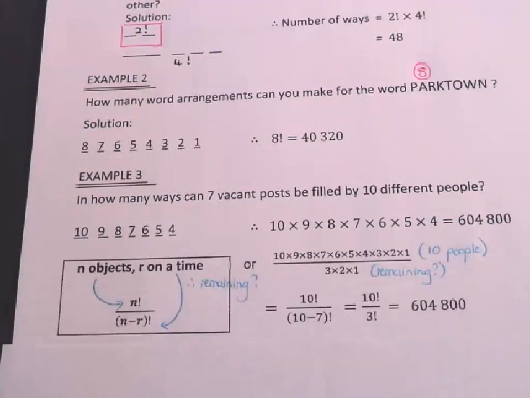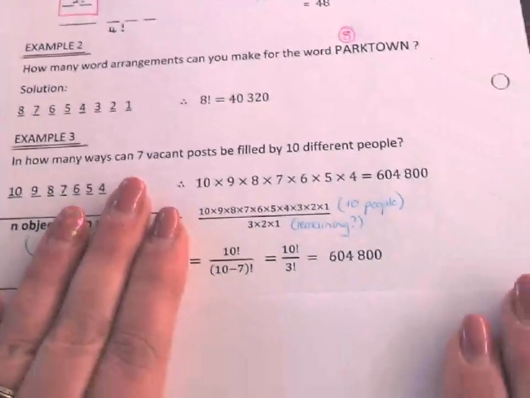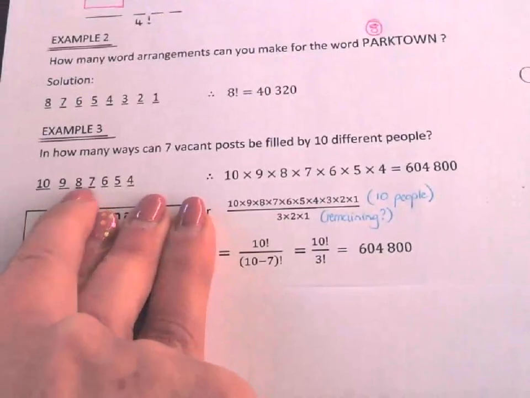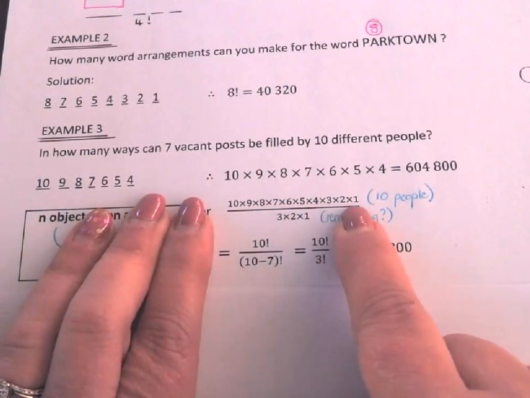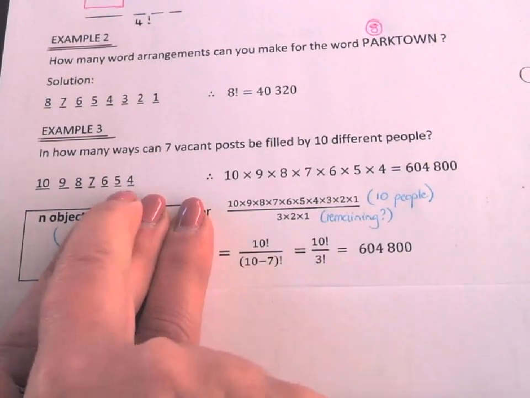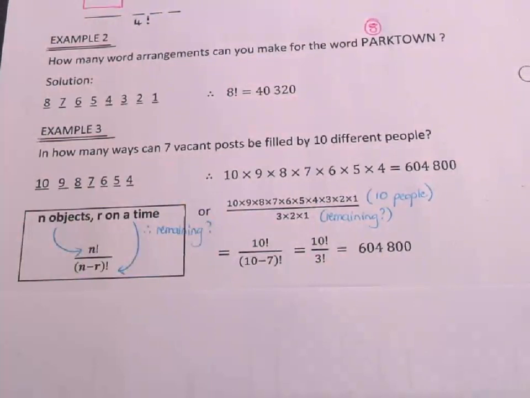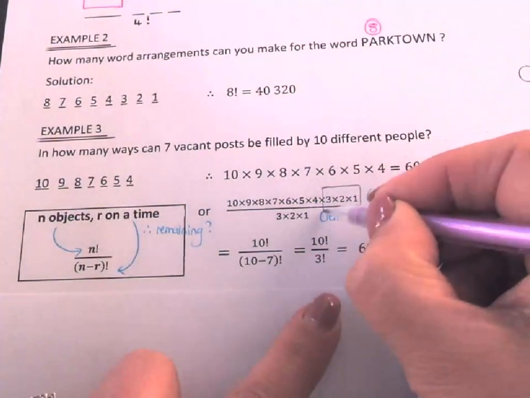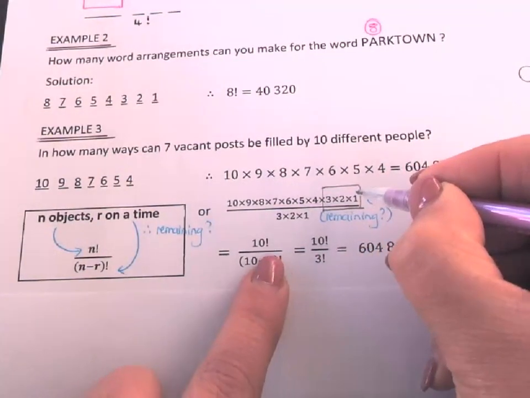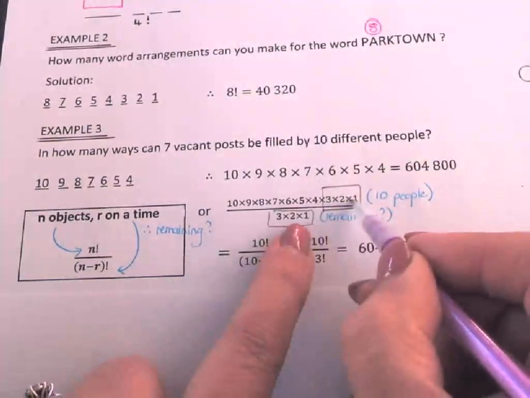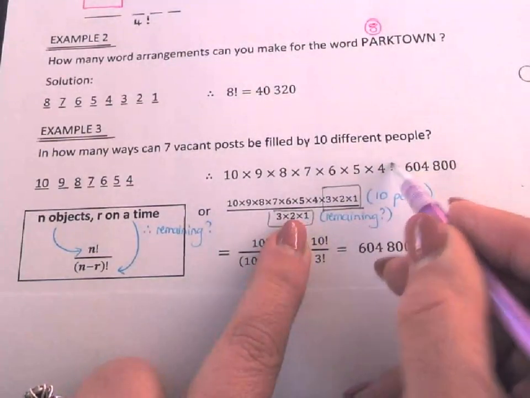But you can also write it like this. Let's make that a 10 factorial. So go down to 1. But we have to stop at 4. So these are extra. We have to divide with those extra ones so that it cancels out and you get that. Do you all follow?